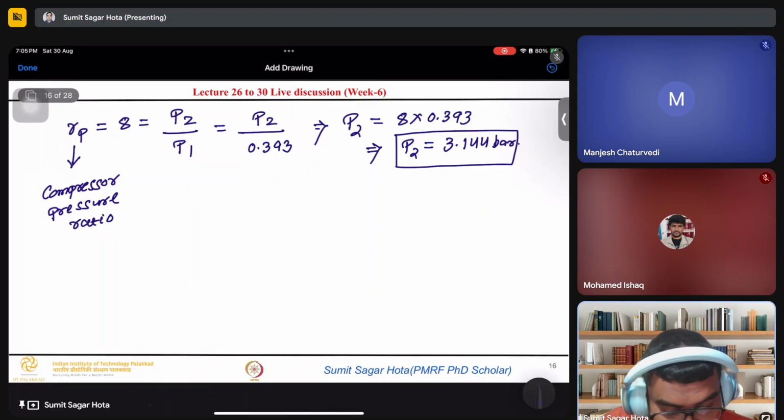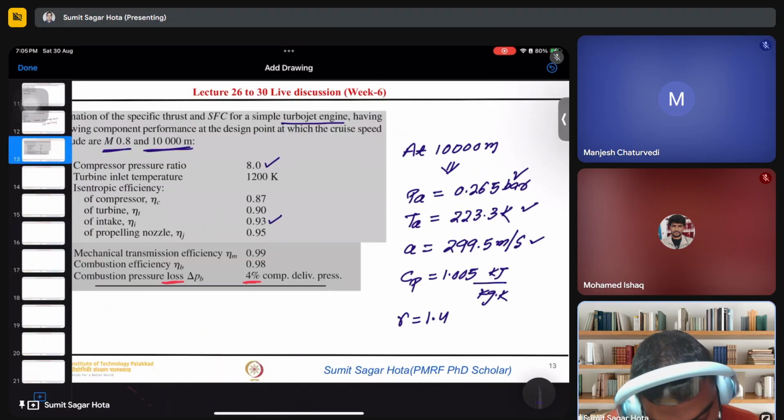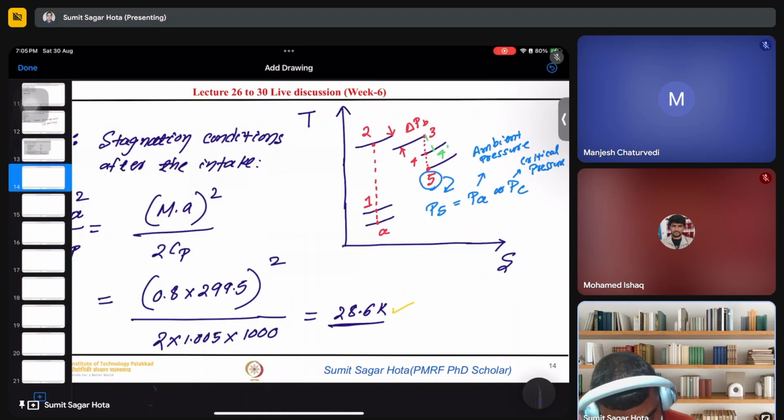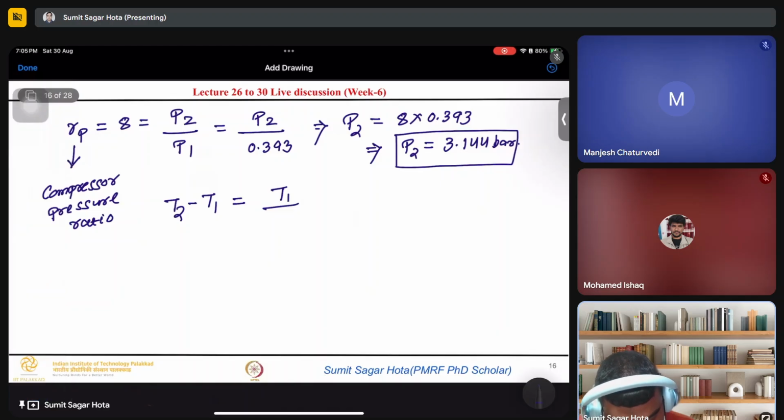Instead of that, we have one more relation. That is T2 minus T1 is equal to T1 by eta C, because in the 1 to 2 process, which efficiency will come? Your compressor is operating, right? So for the compressor we have to use the compressor efficiency, which is 0.87. That's the reason we can apply the simple direct formula.